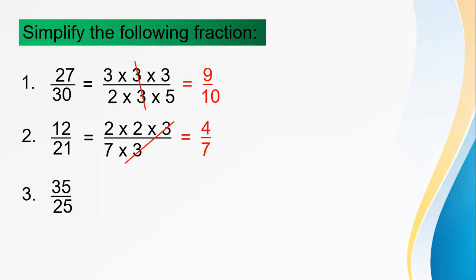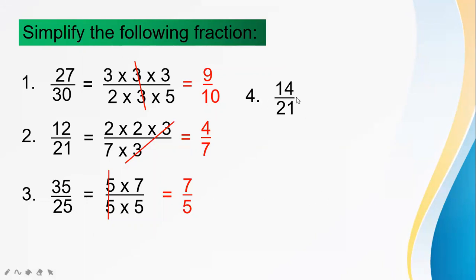Next, number 3, we have 35 over 25. Factors of 35, we have 5 times 7, and 25 is 5 times 5. Then cancel out the common factor, and the remaining factor is 7 over 5. Therefore, this will be your simplified form, the lowest term of 35 over 25.